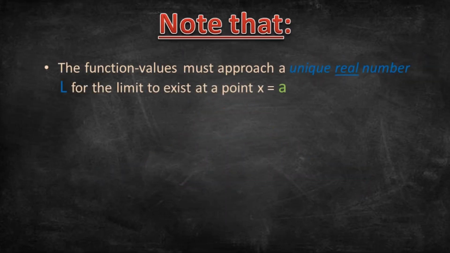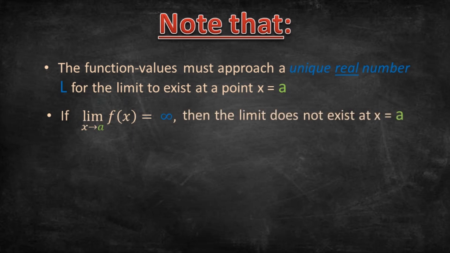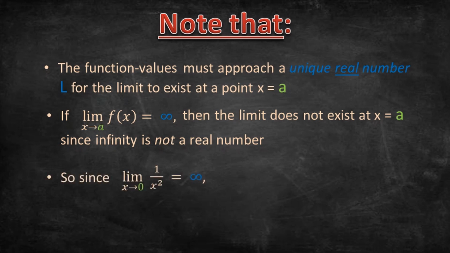Note that the function values must approach a unique real number L for the limit to exist at a point x equal to a. If the limit of f of x as x approaches a equals infinity, then the limit does not exist at x equal to a, since infinity is not a real number. So in the previous example, since the limit of 1 over x squared as x approaches 0 equals infinity, we say that the limit does not exist.